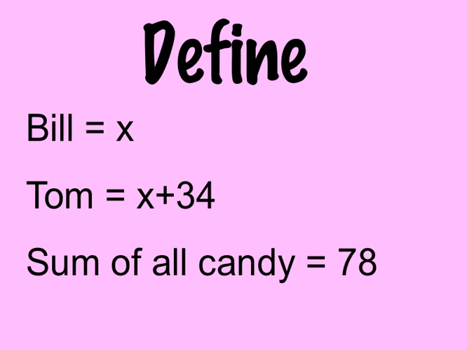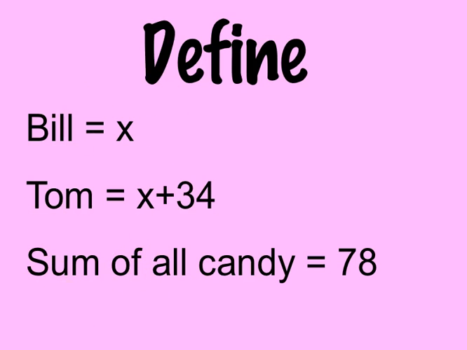So in the define section, what you're going to need to have, and again, you've already written this in class and now we're just going over it, is Bill equals X. Tom equals X plus 34 because it said in words in the paragraph that Tom had 34 more pieces than Bill, but you still don't know what Bill has. And the other key piece of information is the sum of all candy equals 78. So if Bill is X and Tom has 34 more than X, what would you do for an equation? So this is what you would have in your define section.